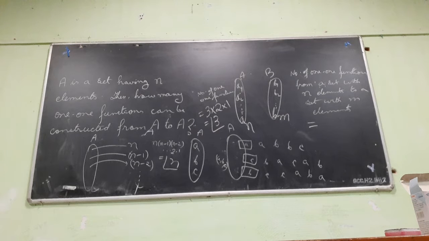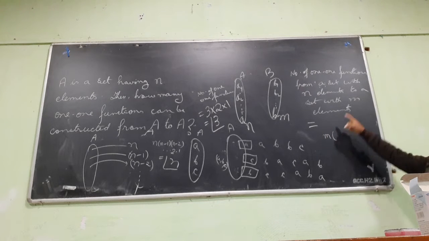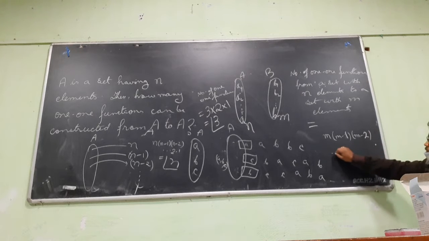MPN. So try to write the expressions. First element can be mapped in m ways. Second element, because I want 1-1, so m minus 1. Third element m minus 1, m minus 2. Like that. Up to where will we go?